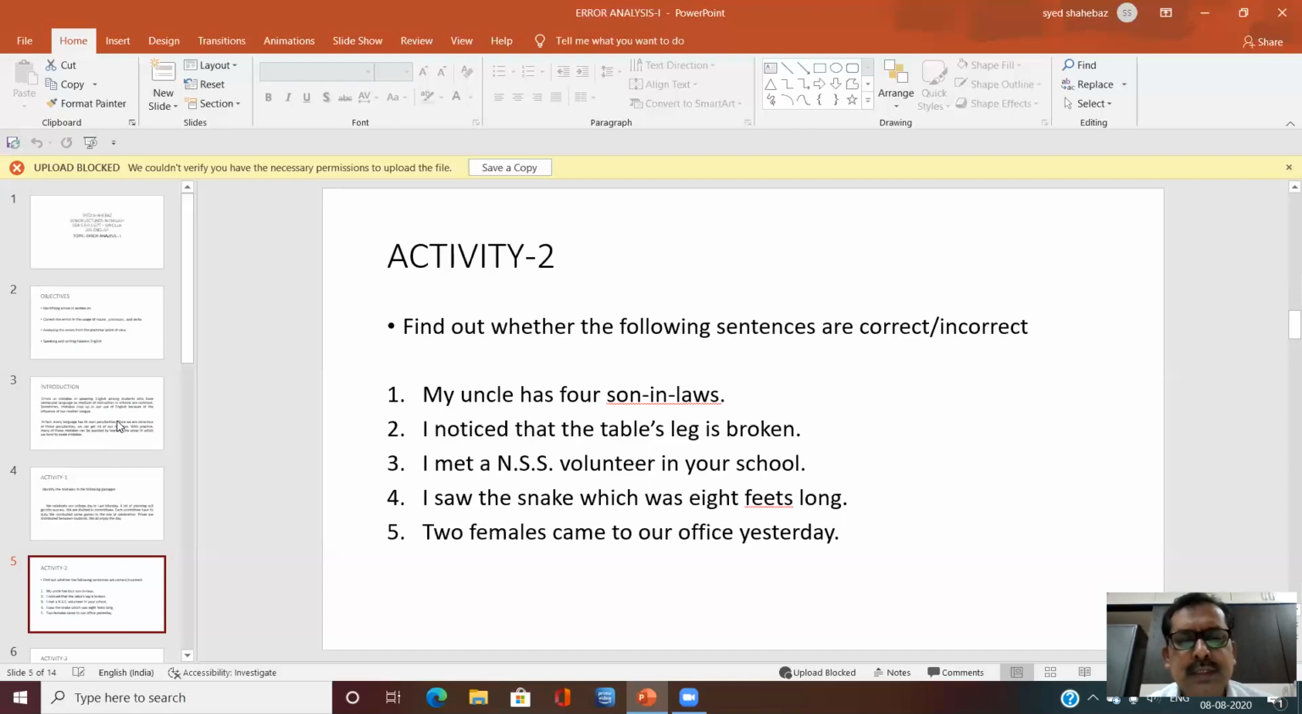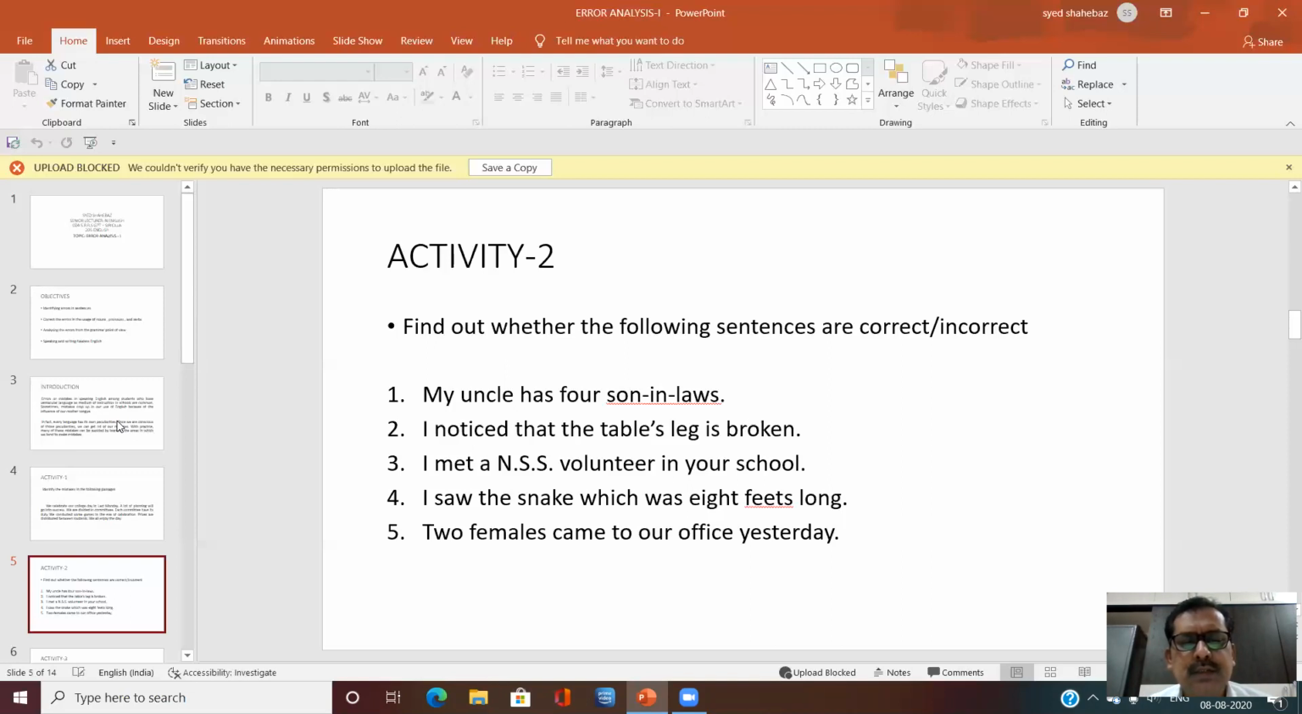The fourth sentence is, I saw the snake which was 8 feet long. Feet itself is plural. Foot singular, feet plural. So there is no need to add S. I saw the snake which was 8 feet long. 8 feet. Here the singular is foot, plural is feet.